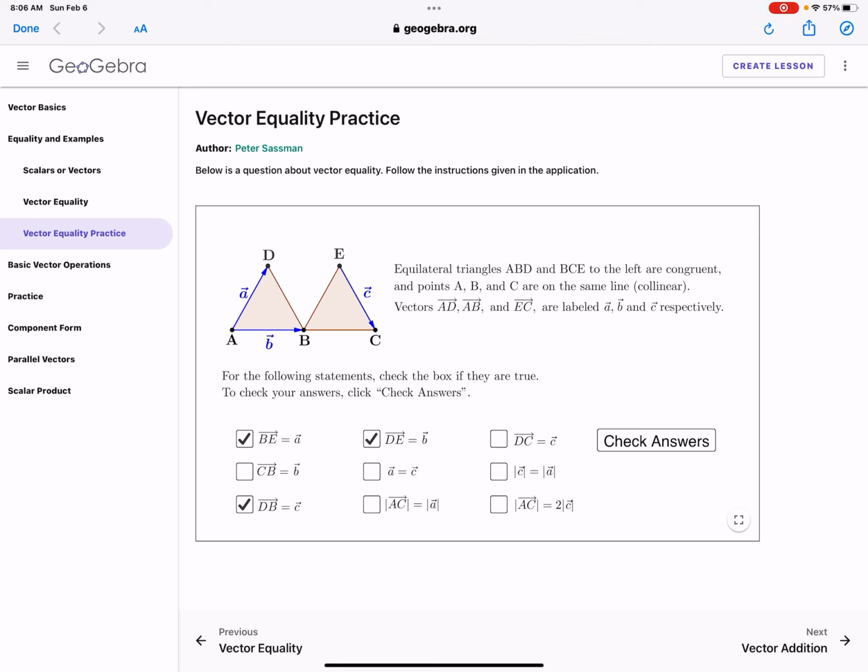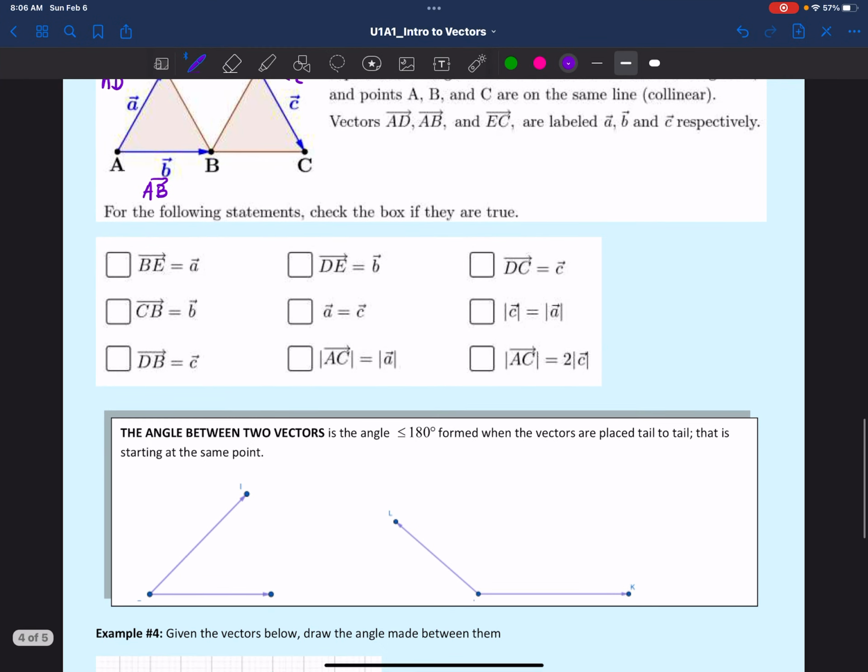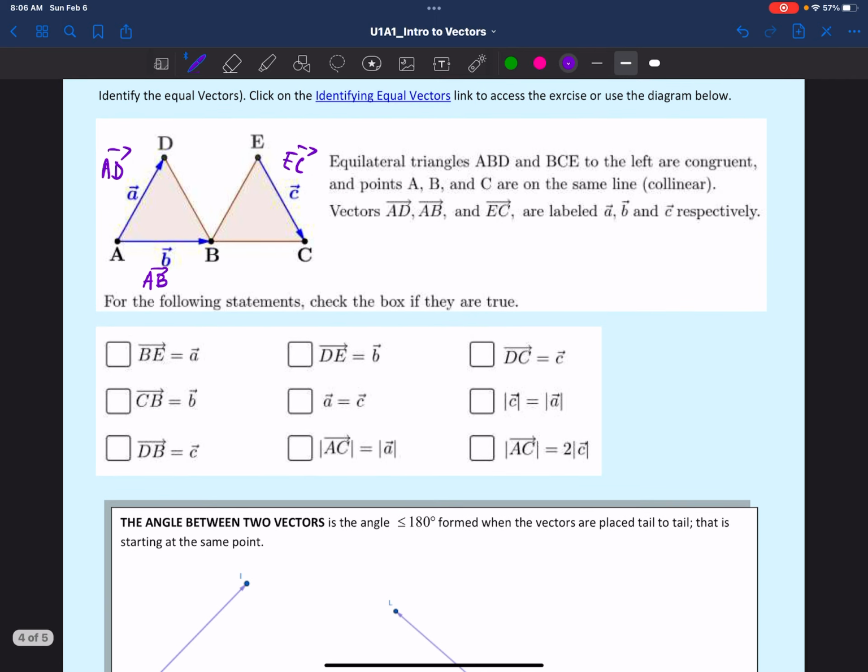Magnitude of C and magnitude of A. Yes, they have completely different directions, but their magnitudes are equal. And magnitude of AC equals 2 times the magnitude of C. We're looking at the magnitude, so the direction won't matter. AC is twice the length of the side of each triangle, which makes it equal to 2C. If you check your answers, we did a great job in here, and we can move on with our lives. So I'm going to say that it is true that vector BE equals vector A.